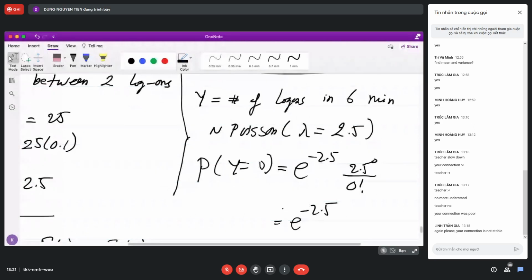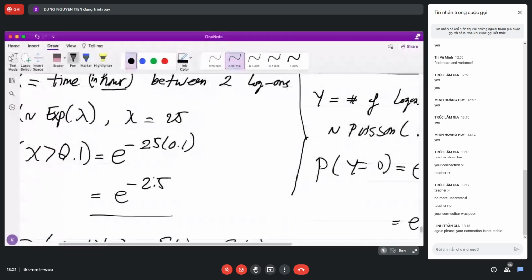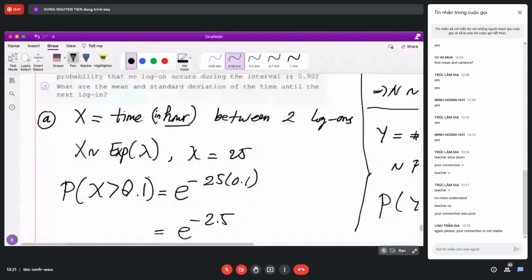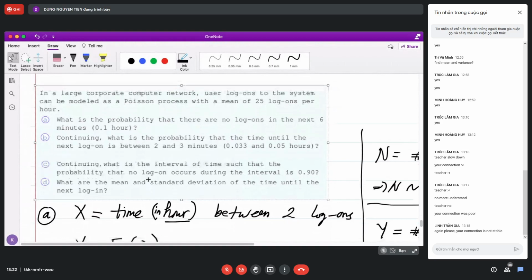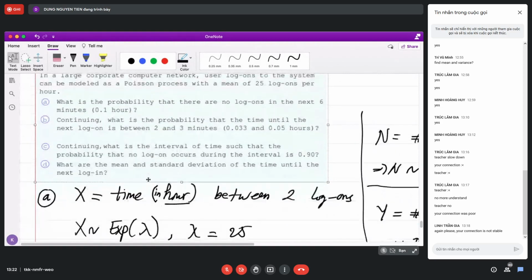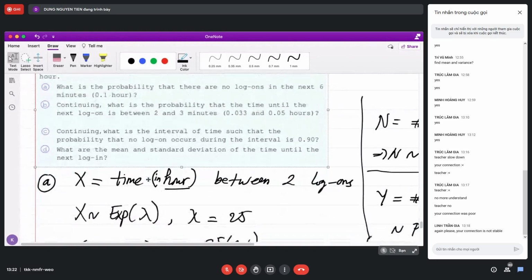Okay. Now, what if I use the exponential distribution? Instead of counting the number of logons during a period of 6 minutes, I measure the time between two logons. That is x, okay? Suppose that the time is x. Then x follows an exponential distribution with the parameter lambda, which is 25.